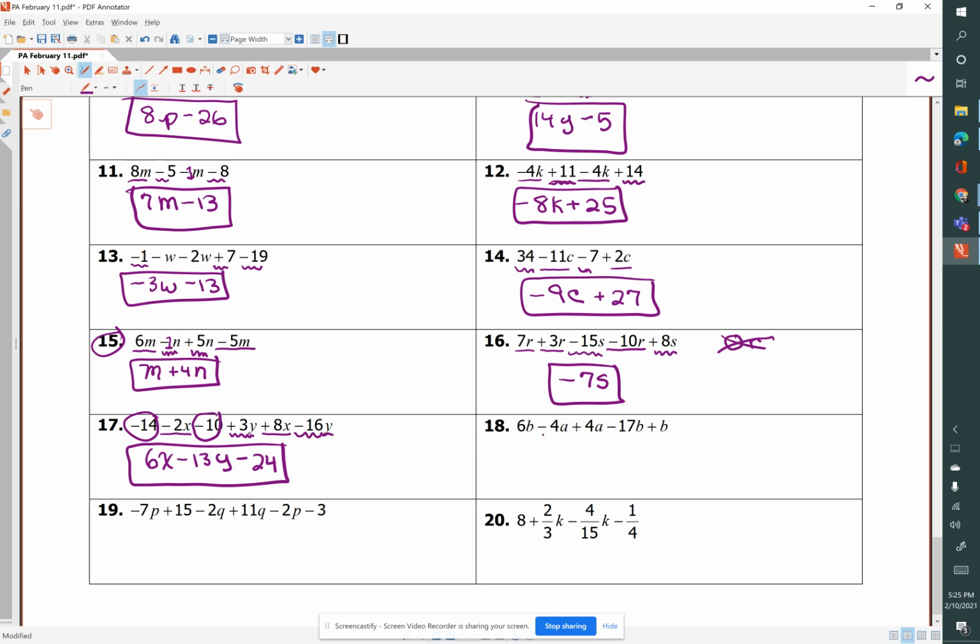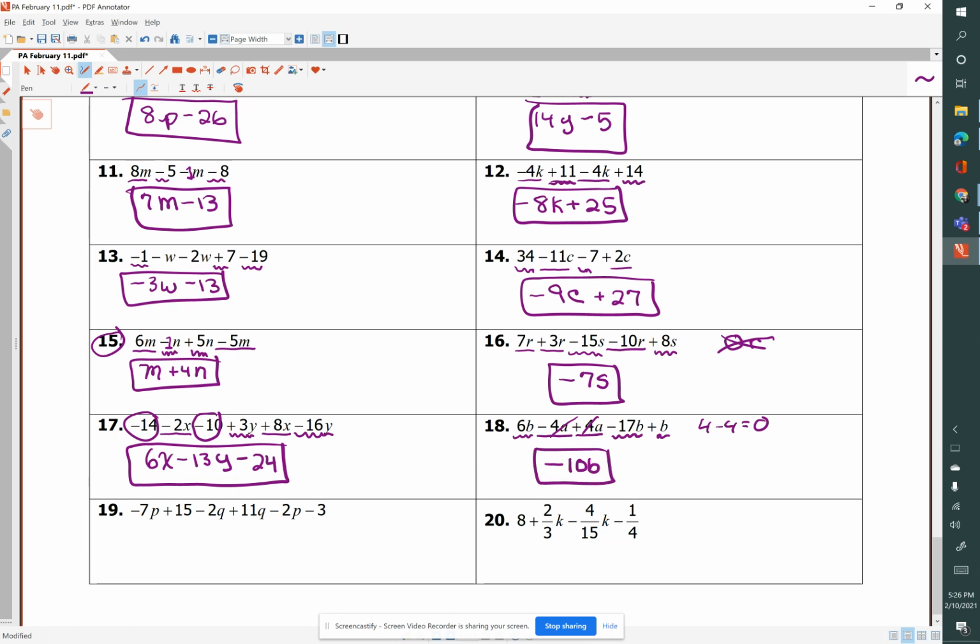And let's move on to number 18. We have 6b minus 4a plus 4a minus 17b plus b. So this is similar to number 16. We have minus 4a plus 4a. So 4 minus 4 equals 0. So we don't put the a's at all. They're gone. We have 6b minus 17b plus 1b. So 6 plus 1 is 7. Addition is commutative. Then we have that negative 17. So 7 minus 17 is negative 10b.